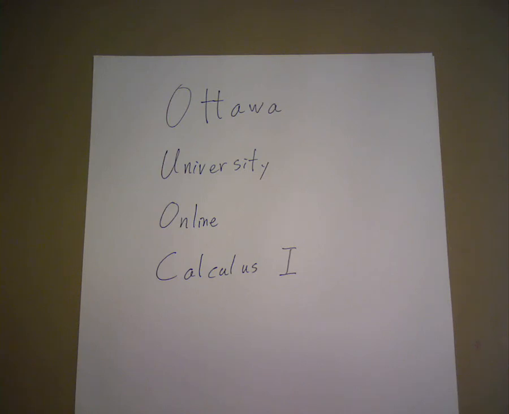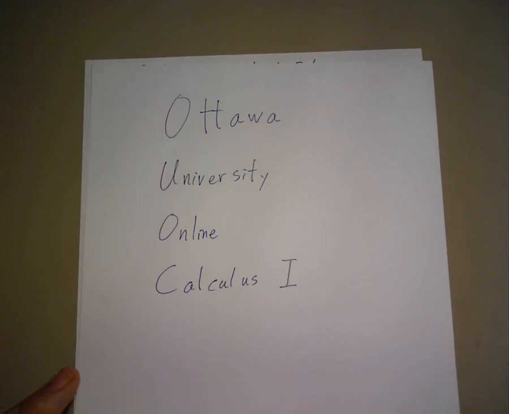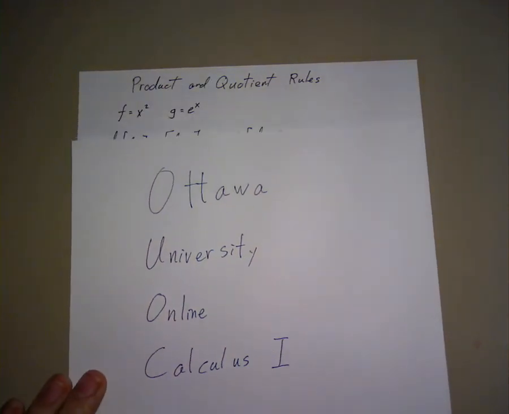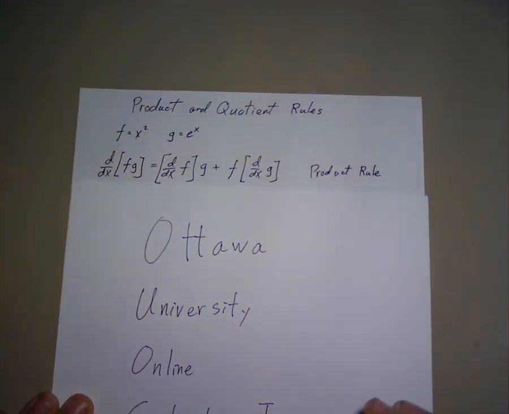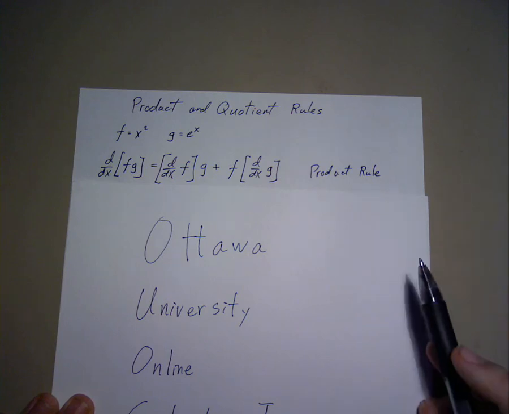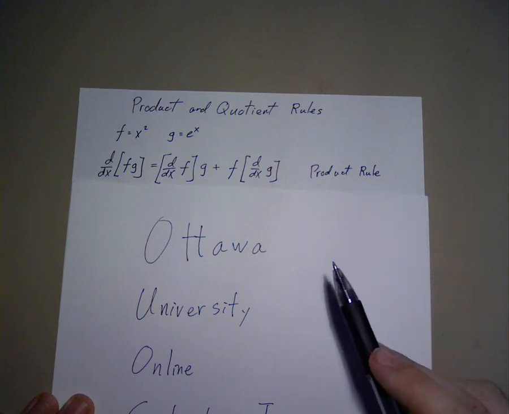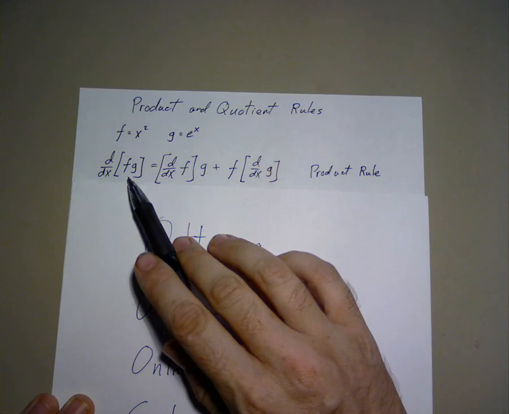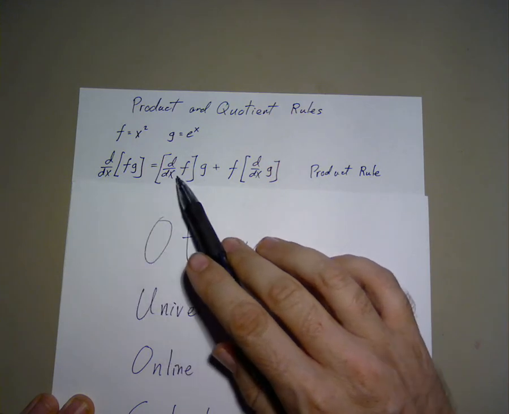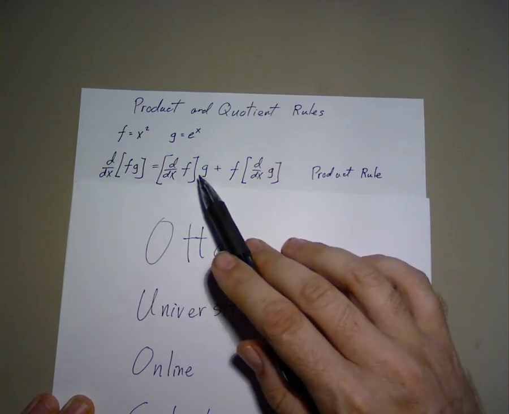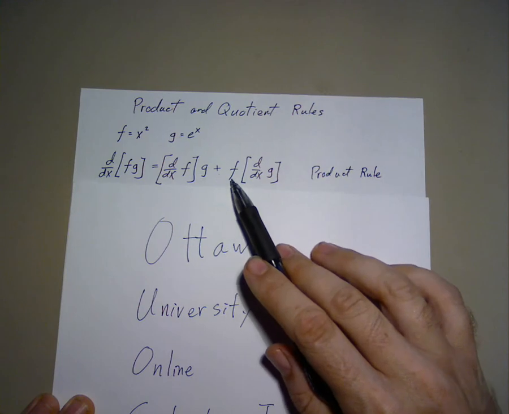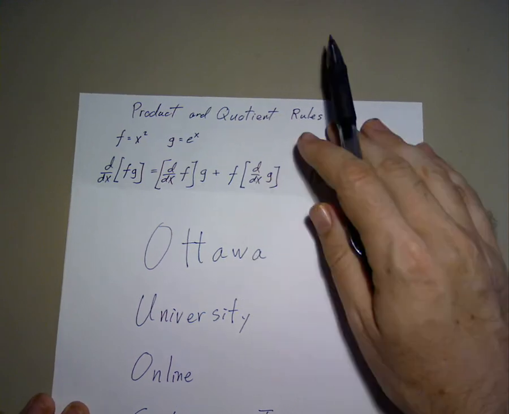In this problem, we're going to investigate use of the product and quotient rules in taking derivatives. Under this rule, we begin with a function that is a product of two other functions, such as f and g. We take the derivative of f times g plus f times the derivative of g.